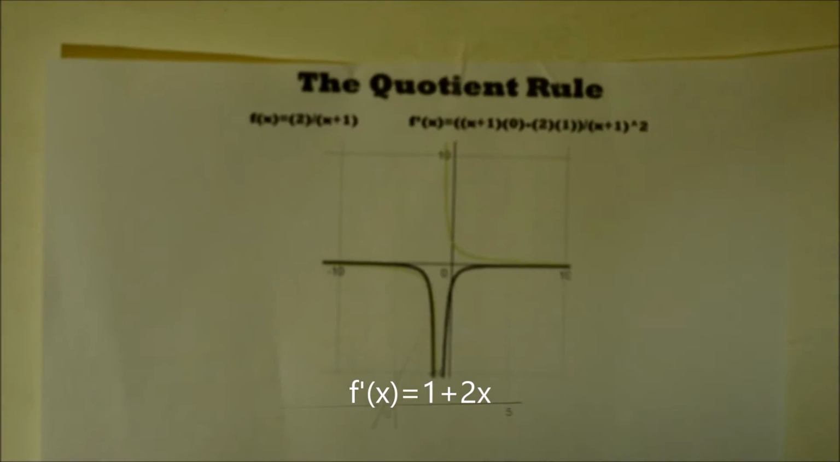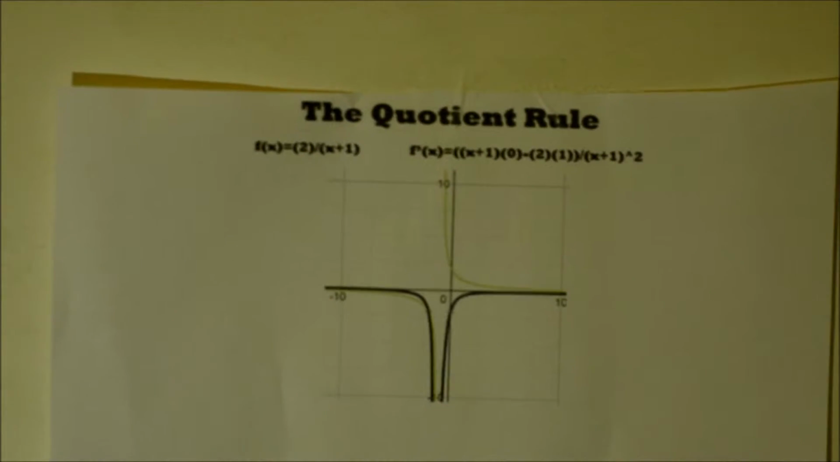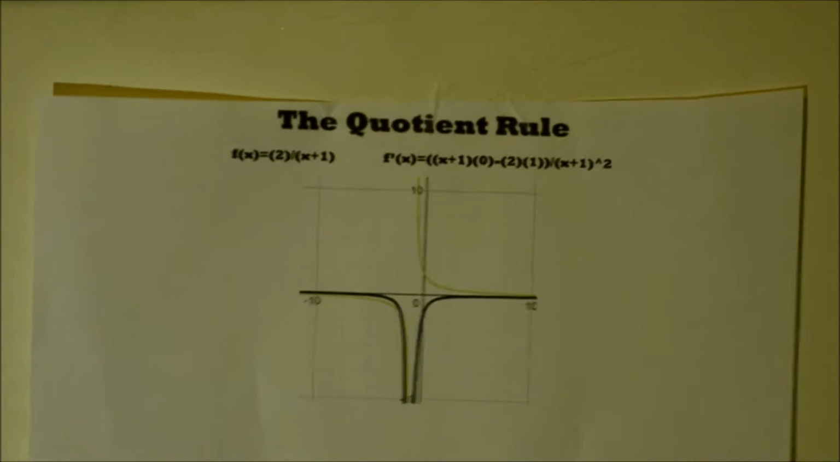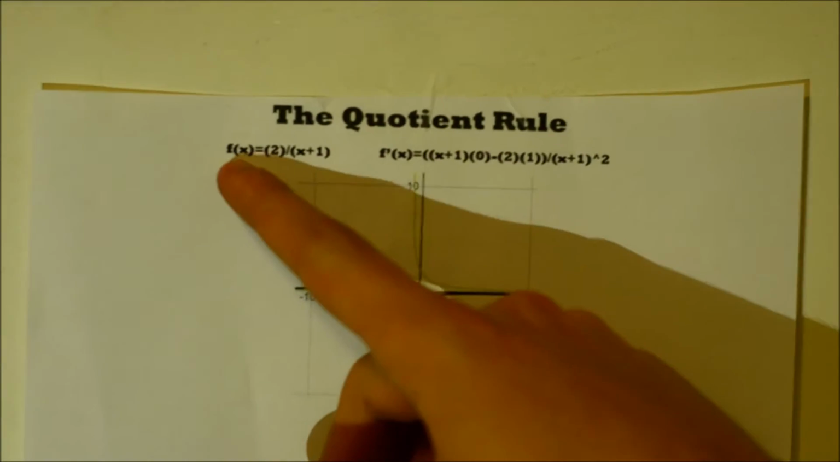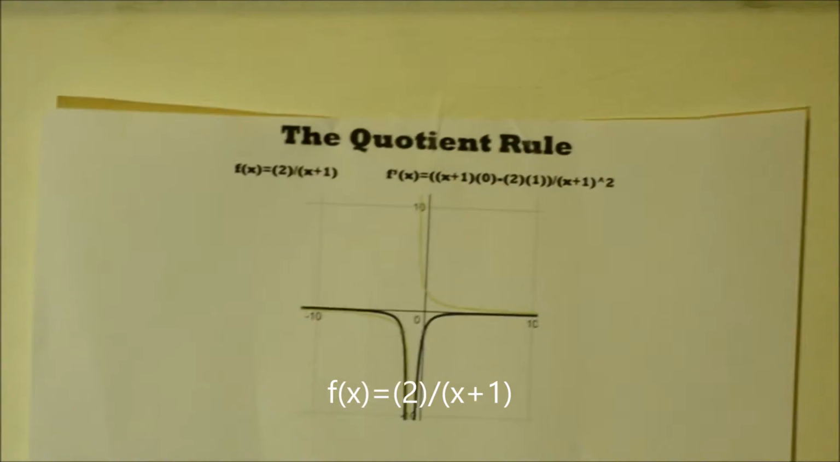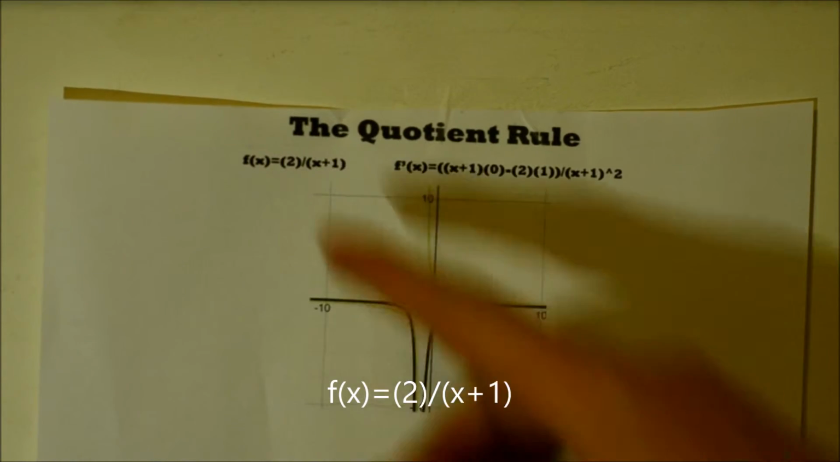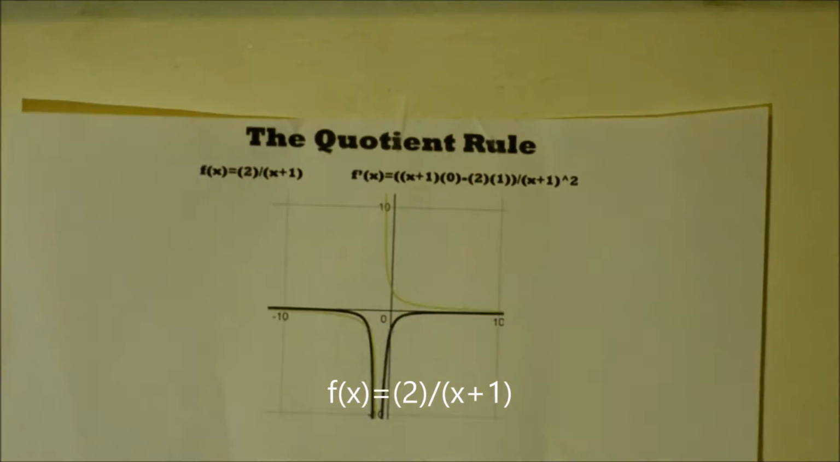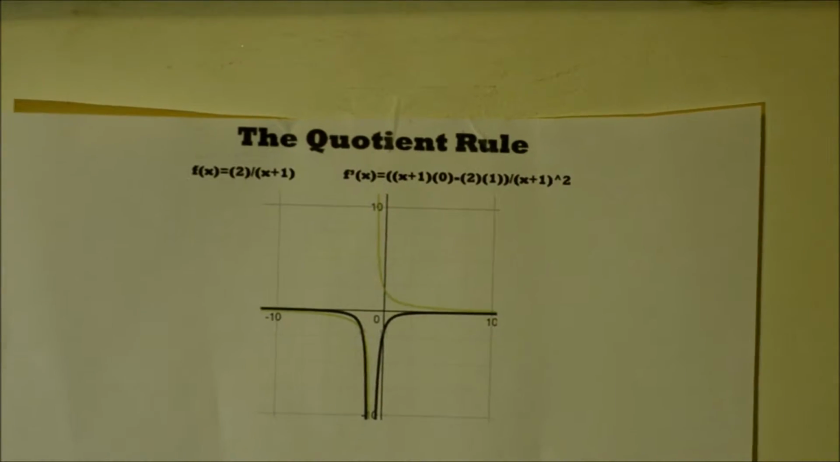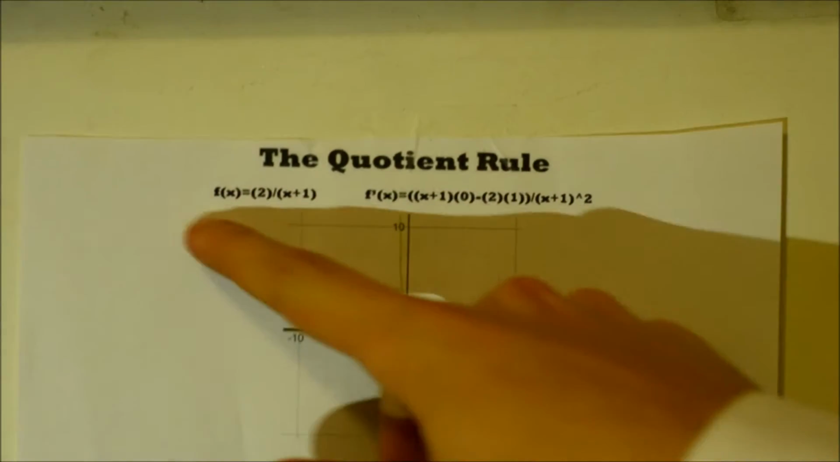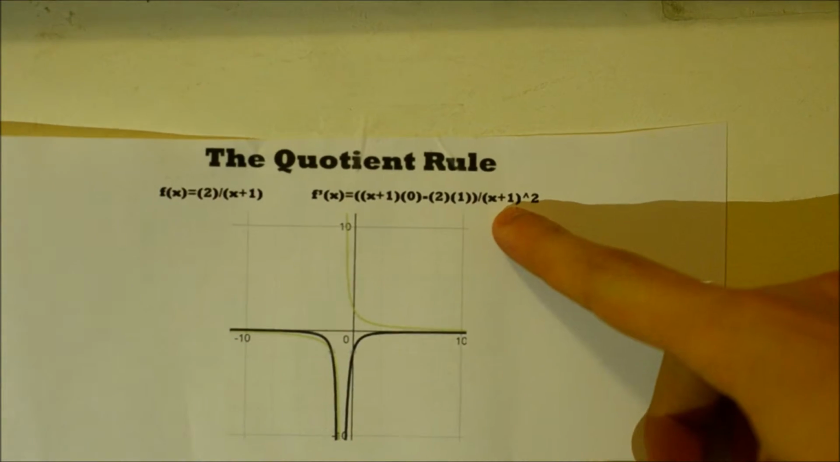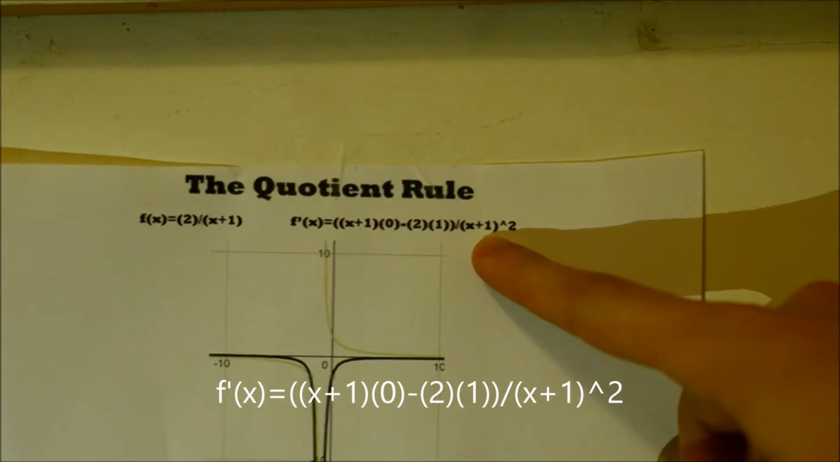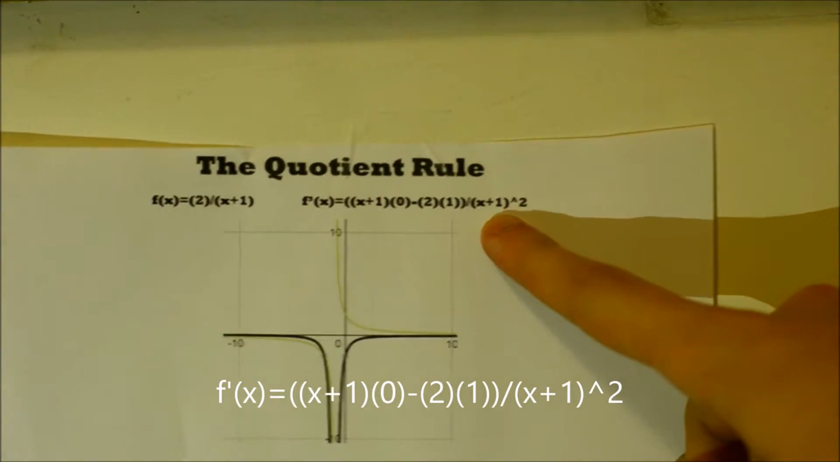This is the quotient rule, which is one of the more complex rules for differentiating functions. This function, f of x equals 2 over x plus 1, has both a numerator, 2, and a denominator, x plus 1. When differentiating this function, you'll take the denominator of the original and square it, which will become the denominator of the derived function.